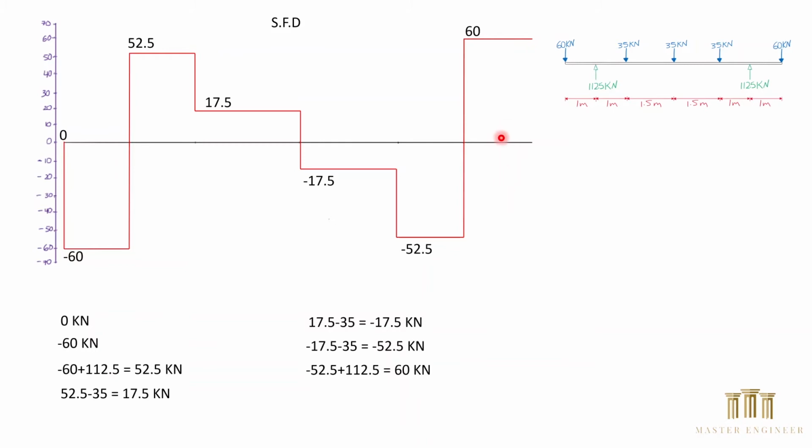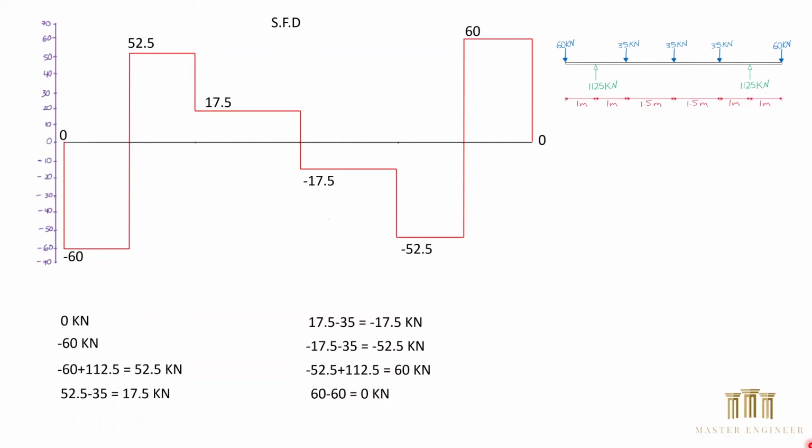Since we don't have any forces acting within this distance, the shear force is constant again, until finally we come across negative 60 kilonewton acting downward, so positive 60 kilonewton minus 60 kilonewton, a straight line all the way down to 0.